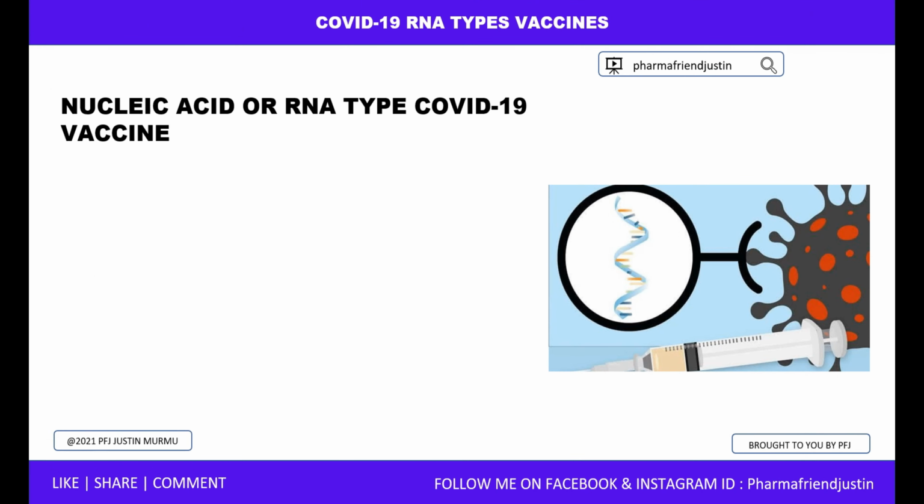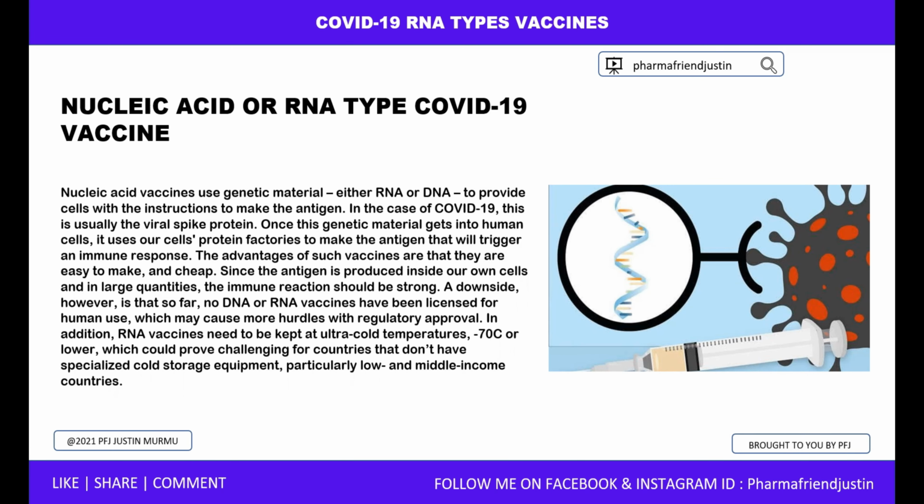Nucleic acid or RNA type COVID-19 vaccine. Nucleic acid vaccine uses genetic material, either RNA or DNA, to provide the cells with the instruction to make the antigen. In the case of COVID-19, this is usually the viral spike protein. Once the genetic material gets into human cells, it uses our cell protein factories to make the antigen that will trigger an immune response. The advantages of such a vaccine are that they are easy to make and cheap. Since the antigen is produced inside our own cells and in large quantity, the immune response should be strong.